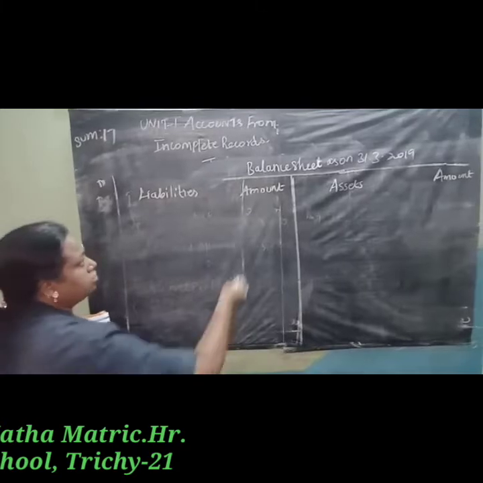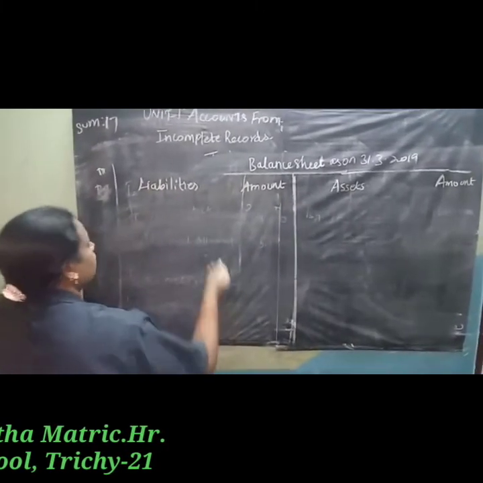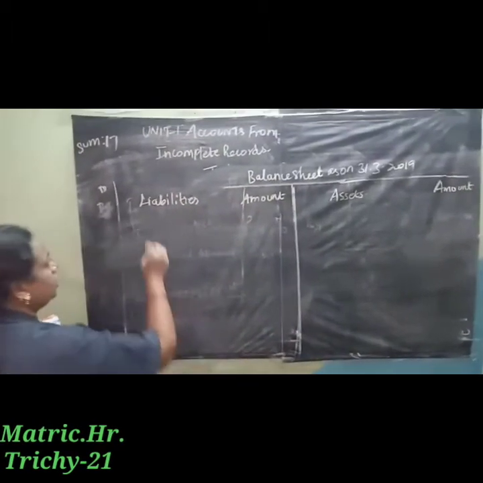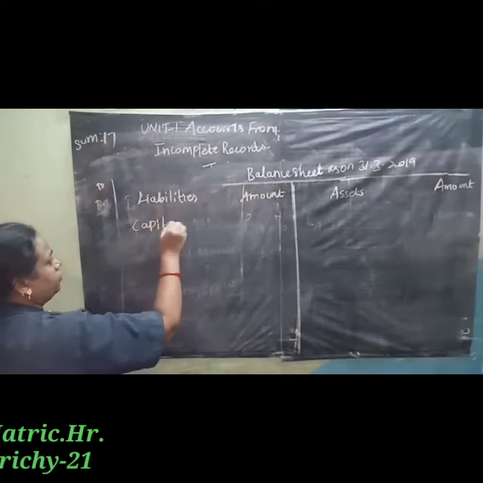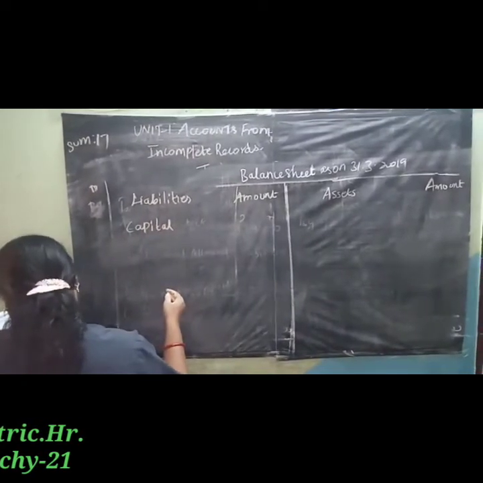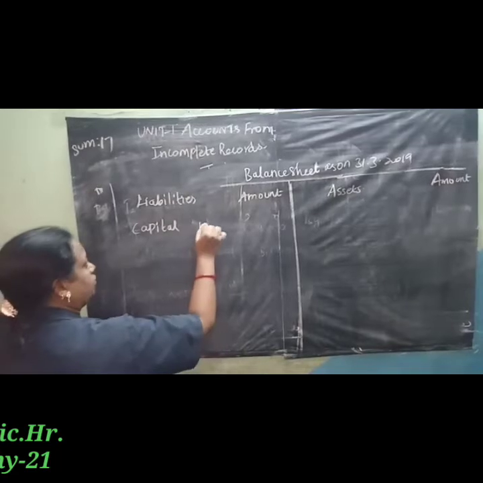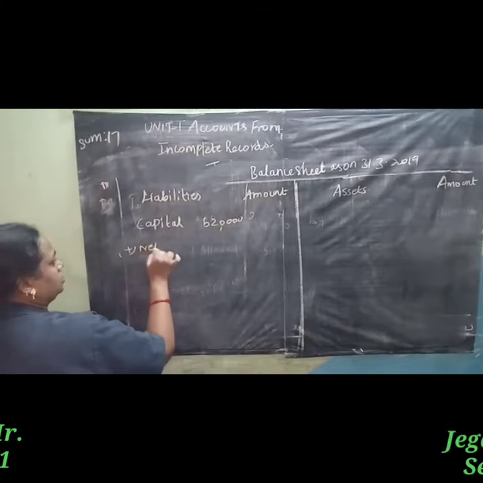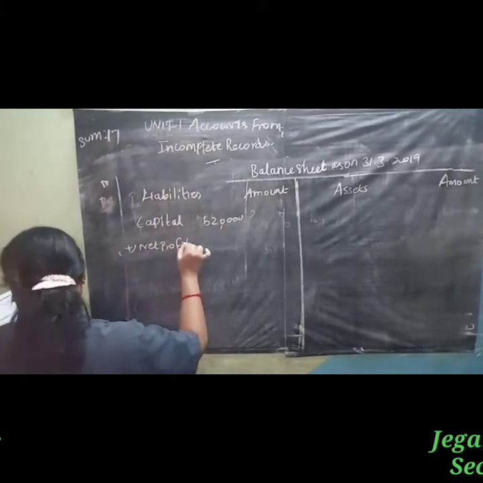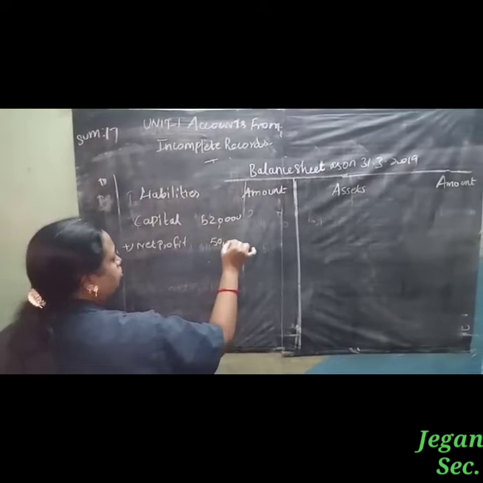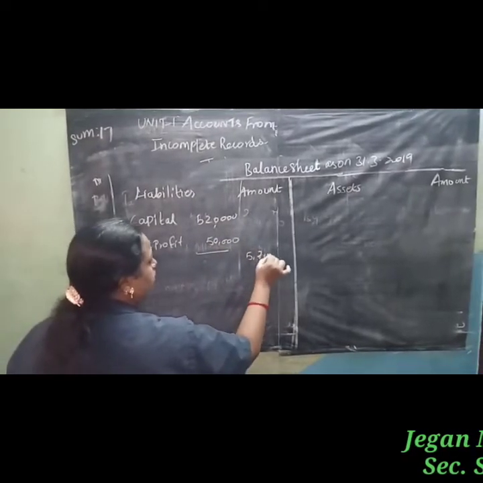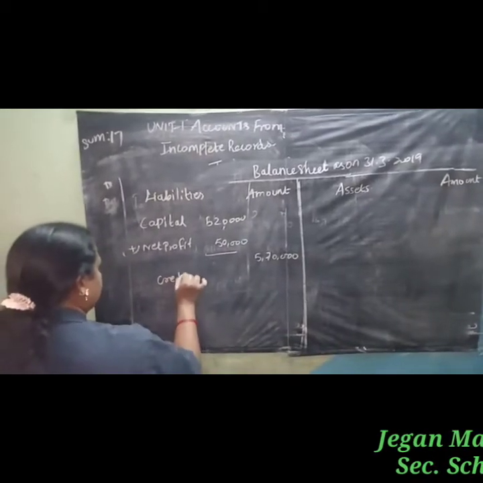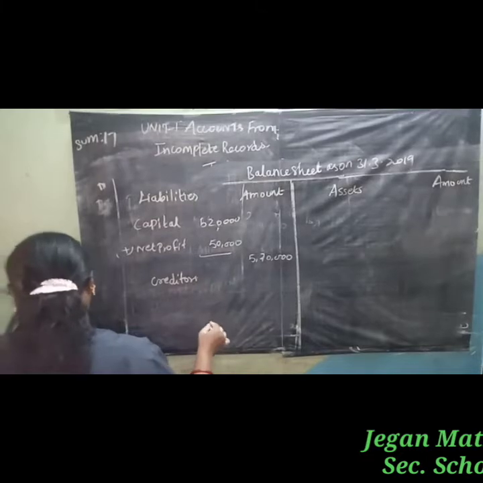Next we are going to prepare the balance sheet as on 31st March 2019, liability side and then asset side. All the liabilities are included in the liability side. First we write capital: the opening capital amount is given, 5,20,000. Add net profit 50,000, so the total is 5,70,000. The next is creditors, the closing creditors amount, 4,20,000.